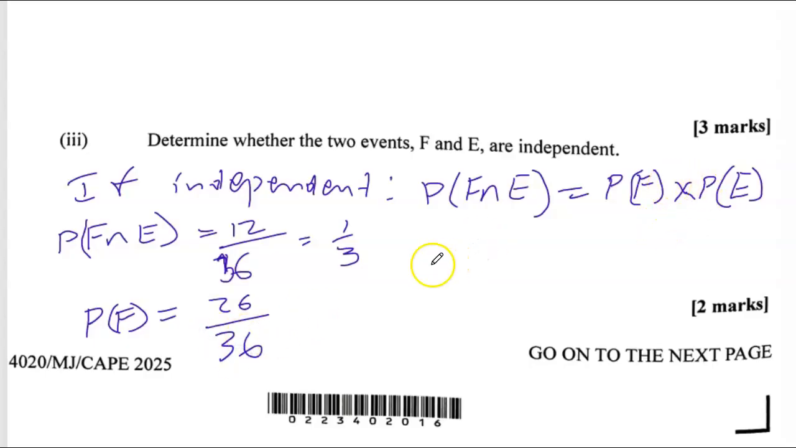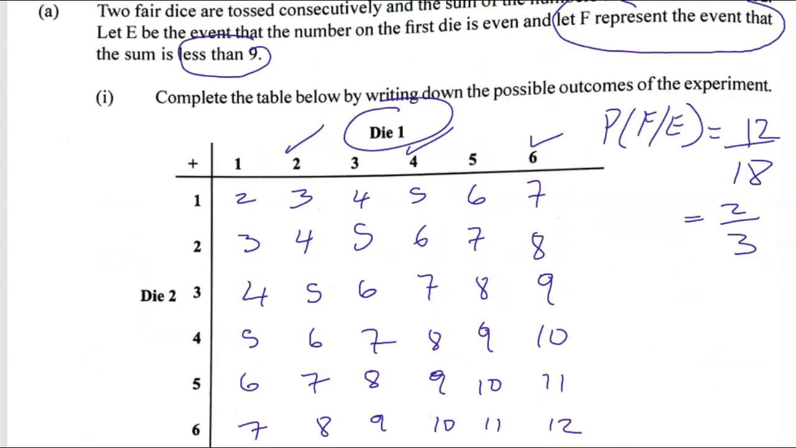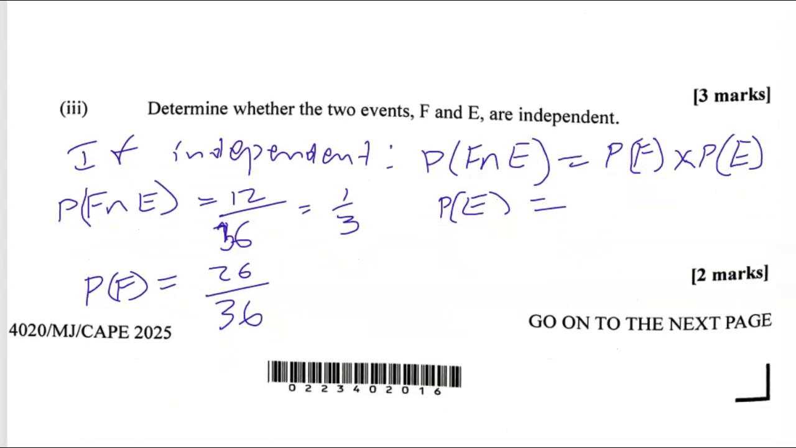And then the probability of E is the probability the first die is even. And of course that should be 18. If the first die is even, 2, we have 6 values under the 2, 6 under the 4, 6 below the 6. Each of them has 6 totals. That's 18 out of 36. So the probability of E is 18 over 36, or a half if you reduce it.